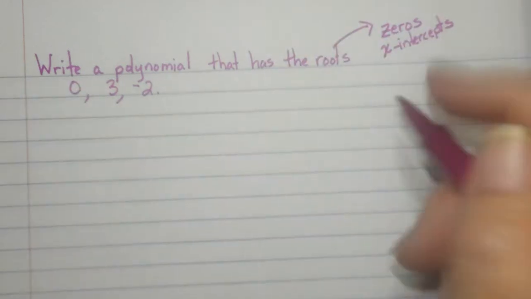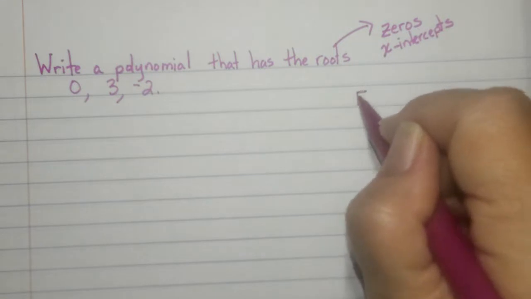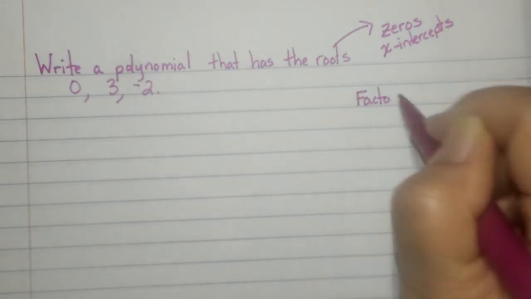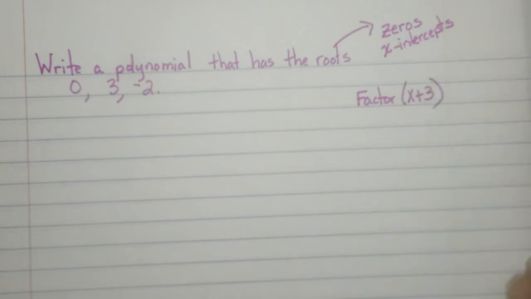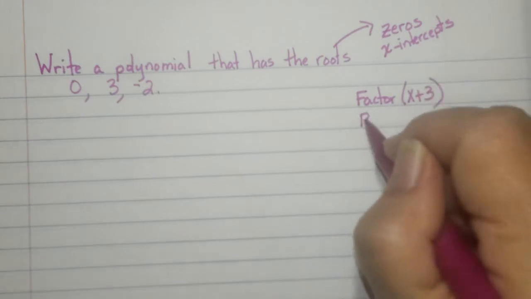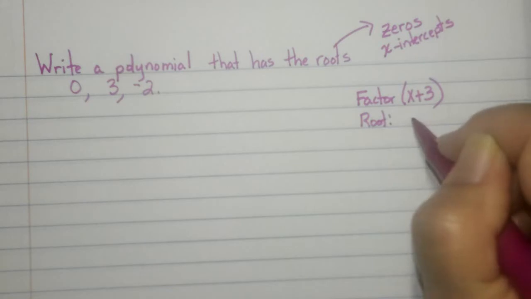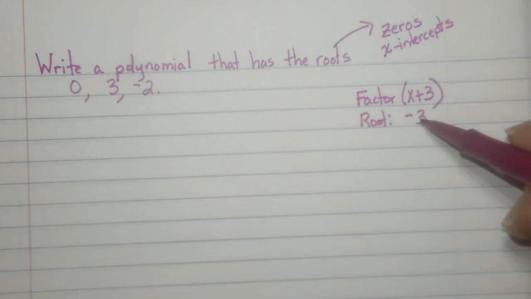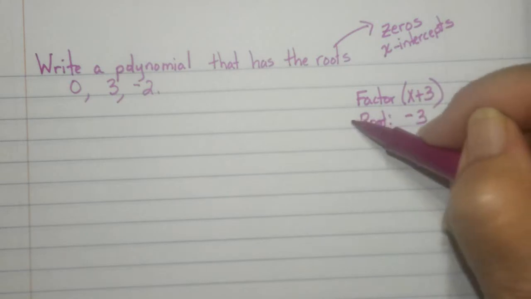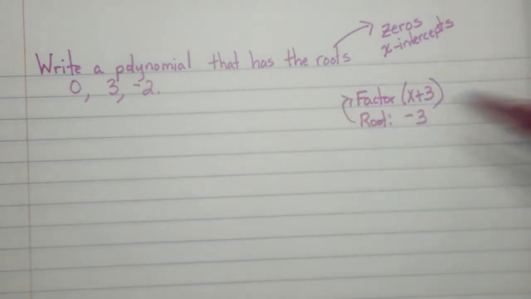So if I step aside from this problem, if I told you that a polynomial had a factor of x plus 3, what would a root be? A root would be -3. So you know how to look at a factor and go to a root. All this is going the other direction. I'm telling you the root, you're going to back up and go to the factor.